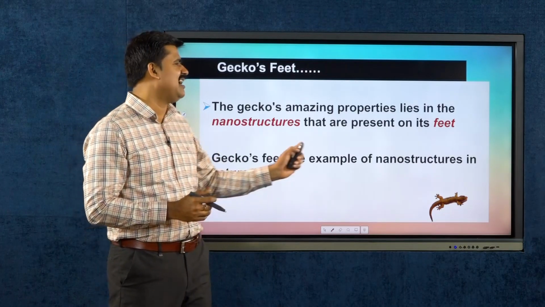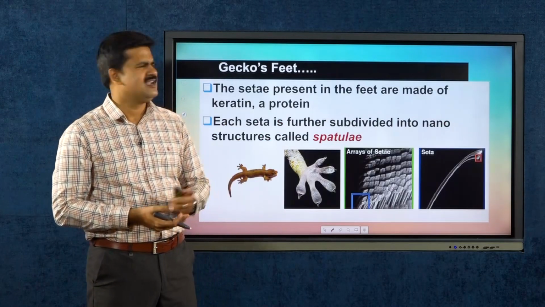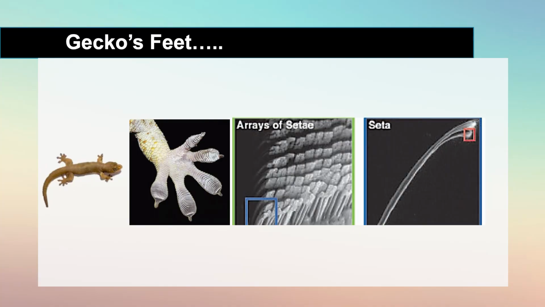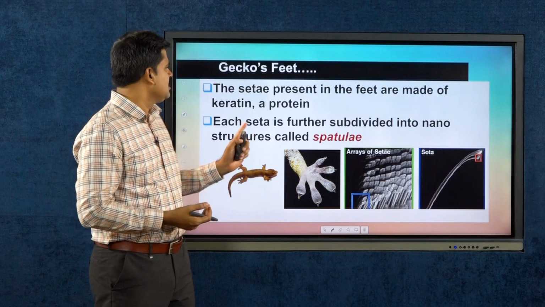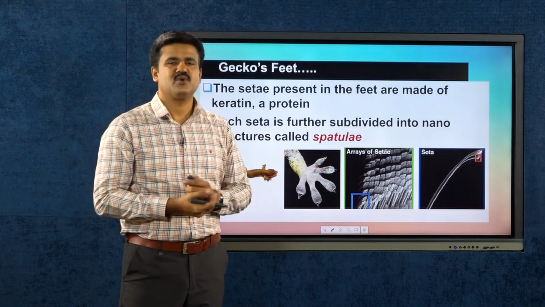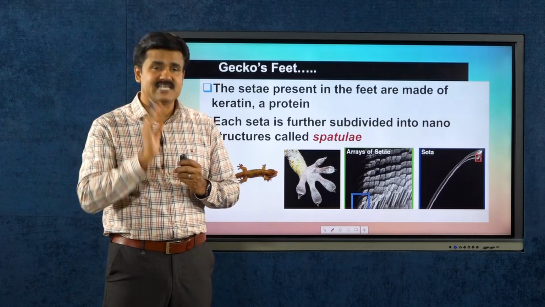Gecko's feet are an example of nanostructures in nature. This is the same image of the gecko's feet. It consists of a small arrangement called setae. The setae present in the feet are made up of a protein called keratin. Keratin is a protein which is present in our hair also. Each seta is a thread-like arrangement, as shown here. There are several setae in the toe of a gecko.